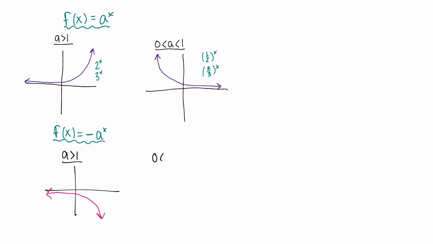If a is between 0 and 1, we're taking this guy, and so if we had a negative out front, we'd take this guy and reflect him over the x-axis. Bam. That's what we'd have.